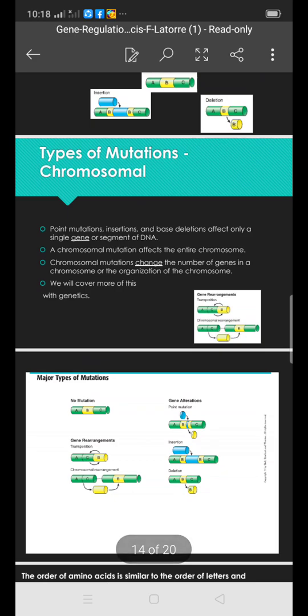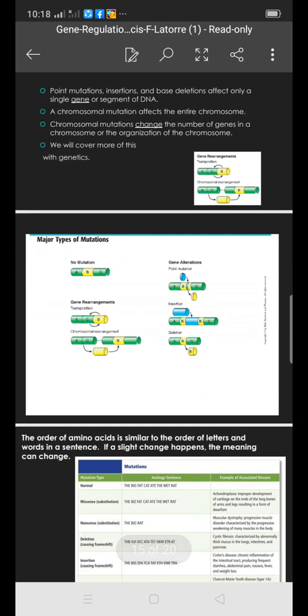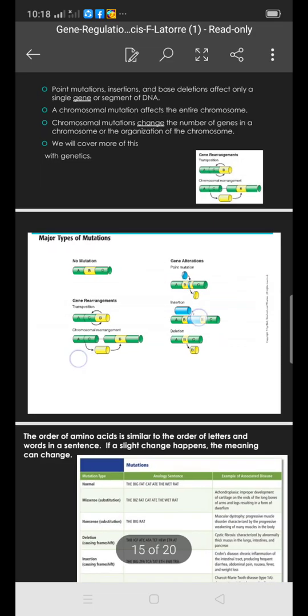We have types of mutation: chromosomal. Point mutation, insertion, and base deletion affect only a single gene or segment of DNA. A chromosomal mutation affects the entire chromosome. Chromosomal mutations change the number of genes in a chromosome or the organization of the chromosome. We will cover more of this with genetics. So this is the image of major types of mutation.